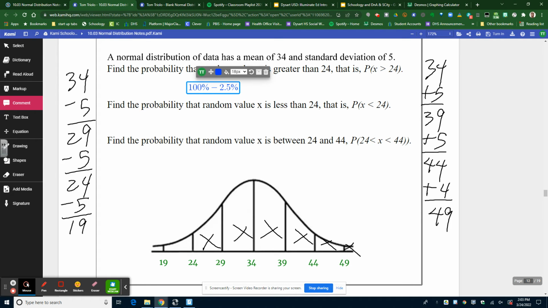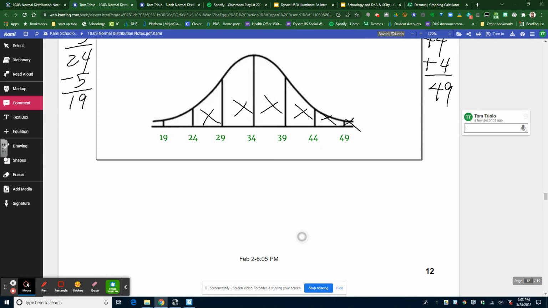So I don't care which way you do it. You can do it either way. But in this case, I think it's a little easier to add 2 things and subtract from 100 than add 1, 2, 3, 4, 5, 6 of them.